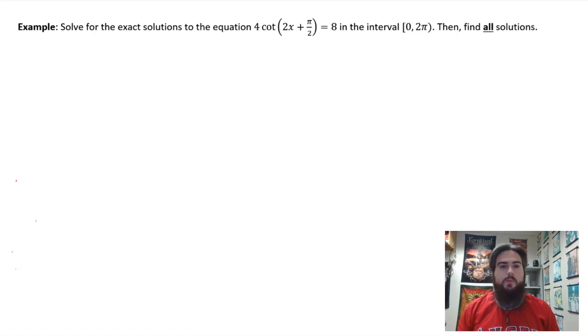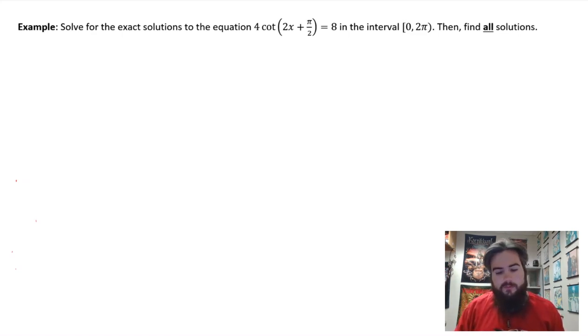In this example, we are going to solve for the exact solutions to the equation 4 cotangent of 2x plus pi halves equals 8 in the interval 0 to 2 pi. Then we will find all solutions. What I am actually going to do in this case is focus on finding all solutions first, the infinite solution set. Then I will generate the individual solutions between 0 to 2 pi using that.